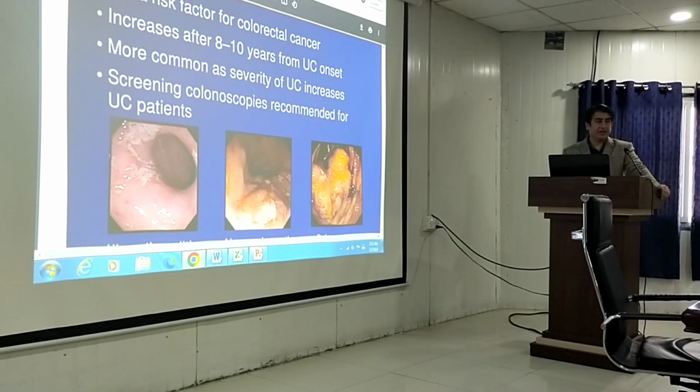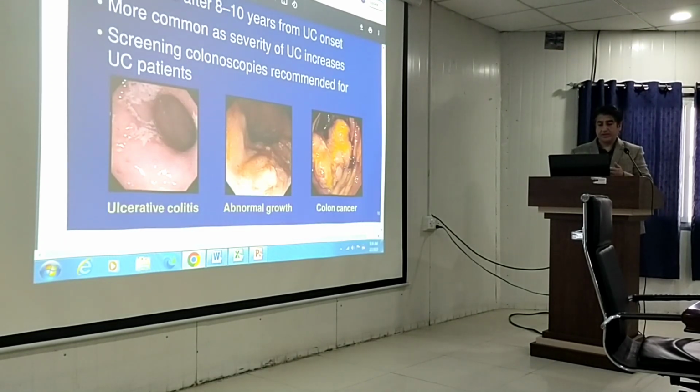We see a lot of patients here, they didn't come in follow-ups. They lost even years to come for screening colonoscopies. That's why they didn't know about the severity of the disease, and the disease gets worse day by day, and ultimately they land into the surgery or develop the colorectal cancer. So that's why screening colonoscopy plus counseling of the patient is very important. We can see the picture on extreme left is ulcerative colitis, then the associated abnormal growth, and ultimately can develop the colonic cancer.